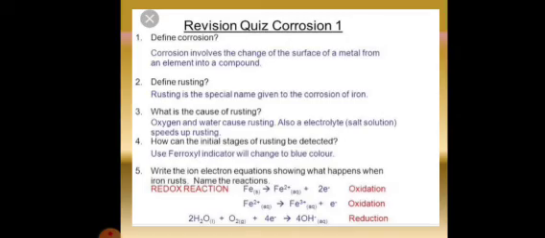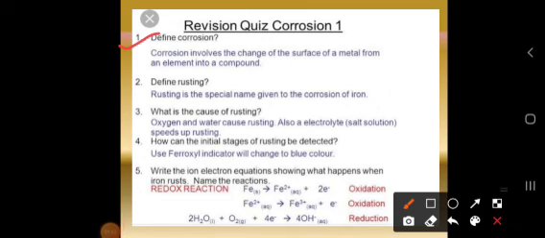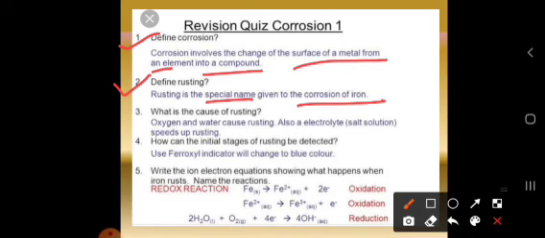Now let's take a few revision questions about corrosion. The first one is, define corrosion. Corrosion involves the change of the surface of the metal from an element into a compound, or you can take another definition we have discussed in the video. Next, define rusting. Rusting is the special name given to the corrosion of iron. Next, what is the cause of rusting? Oxygen and water cause rusting. Also electrolyte, that is a salt solution, speeds up rusting.